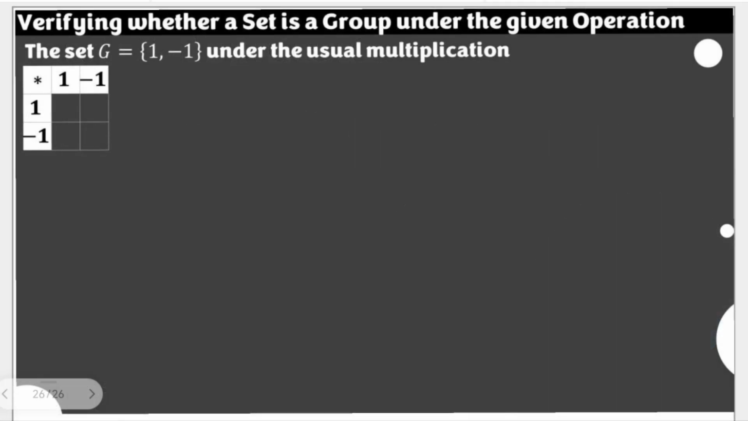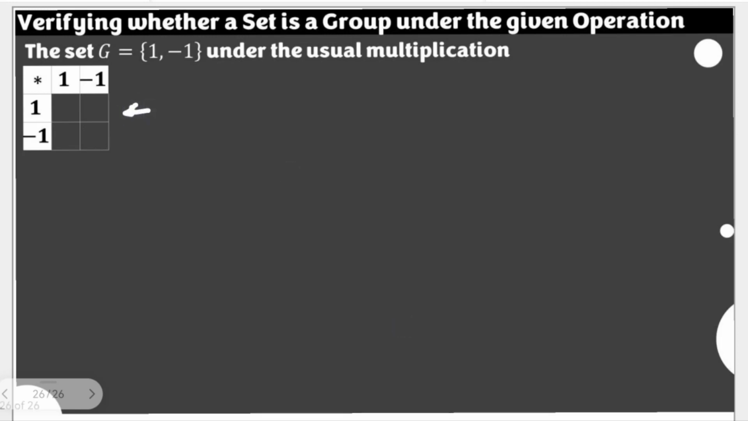Considering set G, which is a set containing 1 and negative 1, let's verify if this set is a group under the usual multiplication. Now, we have a lot of conditions that should be satisfied before we could say that this set is a group. But all of this would be easier to solve if we are going to start with this given Cayley's table here.